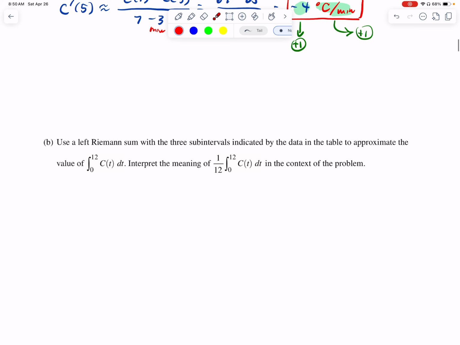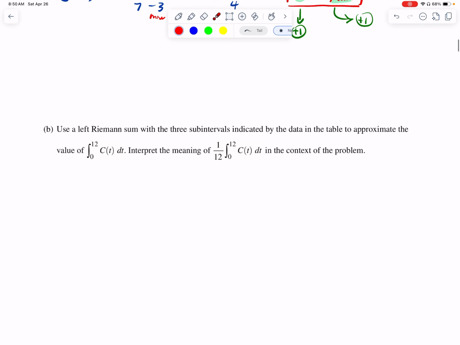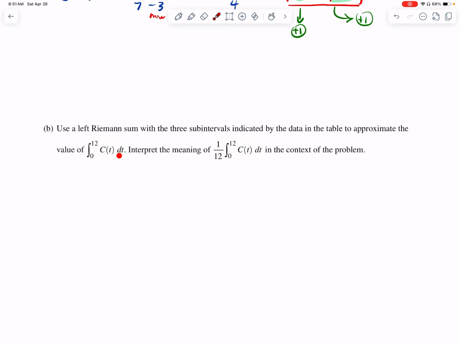Okay. Part B, use a left Riemann sum with 3 subintervals indicated by data in the table to approximate the value of the definite integral from 0 to 12 of C of t dt. Remember, definite integral, we're talking about finding the area underneath our curve. And since we don't have an actual explicit function for C of t, we're using a Riemann sum, so a whole bunch of rectangles, in order to approximate it. And it tells us not just a whole bunch, but 3.